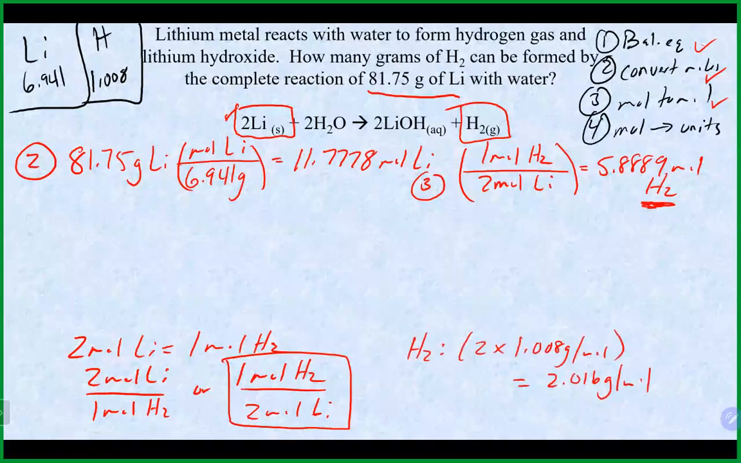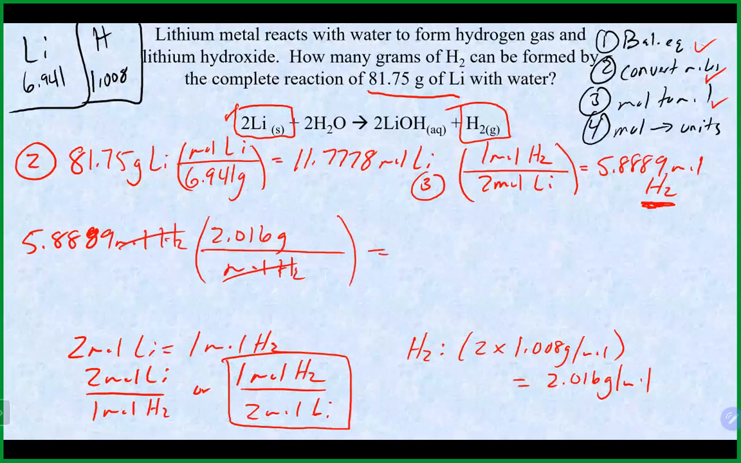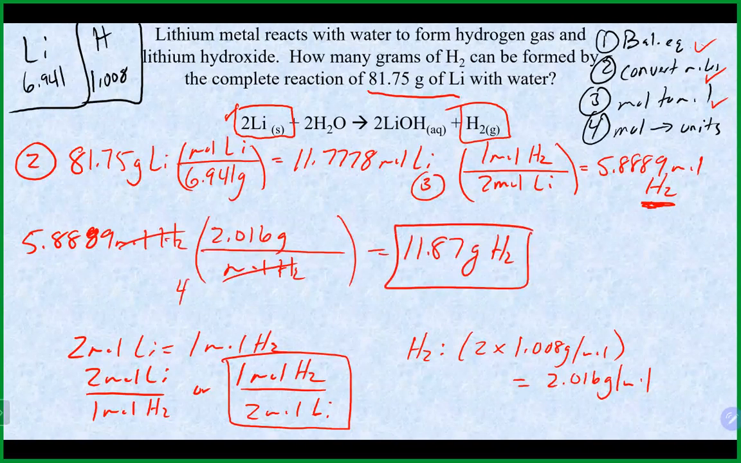All right, so taking our answer here, 5.8889 moles of H2, we multiply by 2.016 grams per mole of H2. Moles of H2 will cancel, and we will end up with 11.87 grams of H2 in this case. And that obviously would be step number 4.